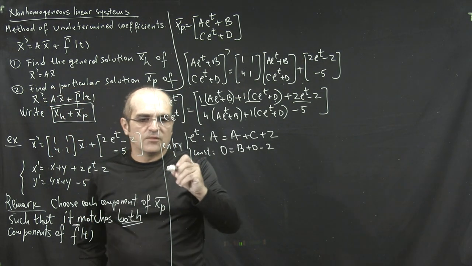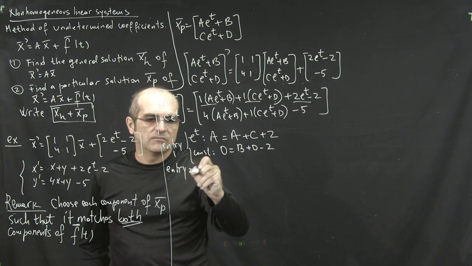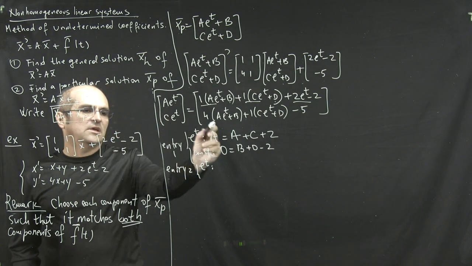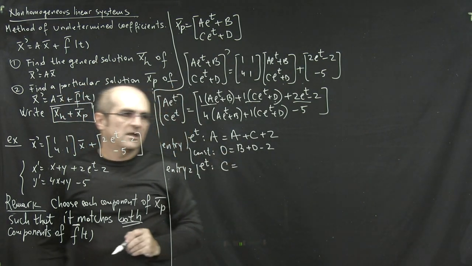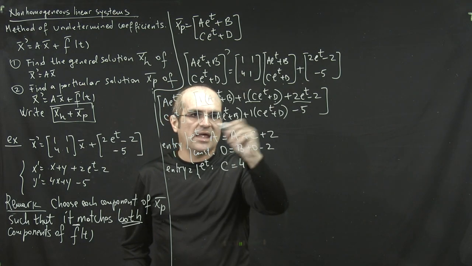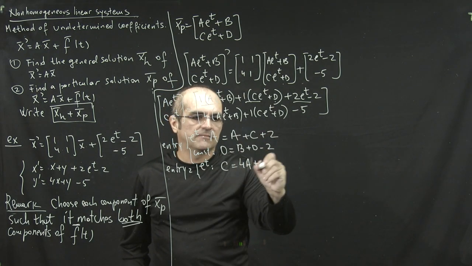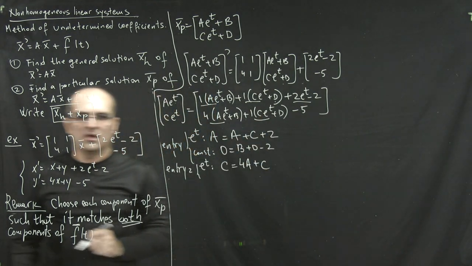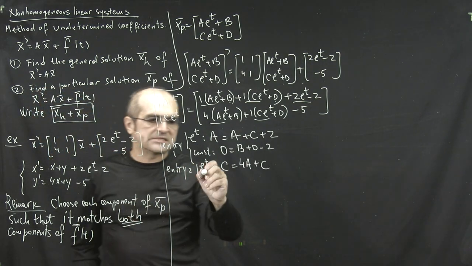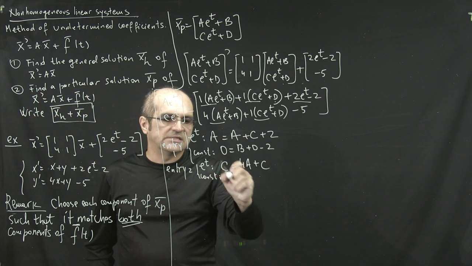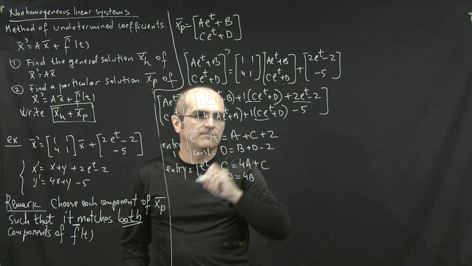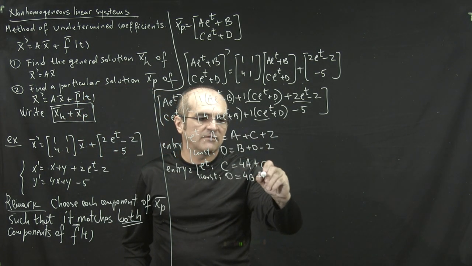Moving on, we match now the entry 2. Again, e to the t, the coefficient of e to the t on the left is c, and on the right is 4a plus c, right? So the coefficient of e to the t comes from these two terms. And then finally the constant, 0 on the left, and the constant on the right is 4b plus d minus 5.